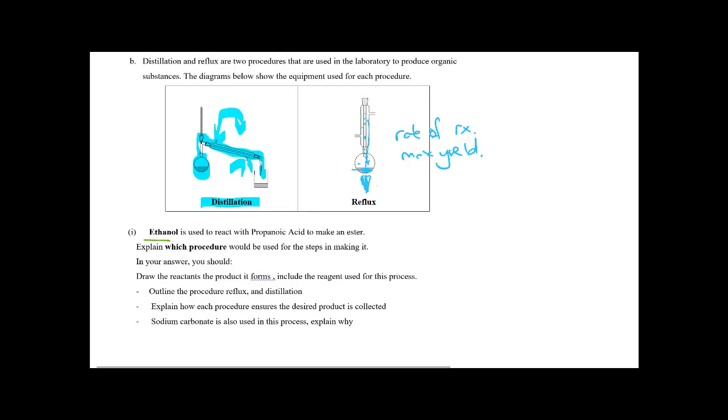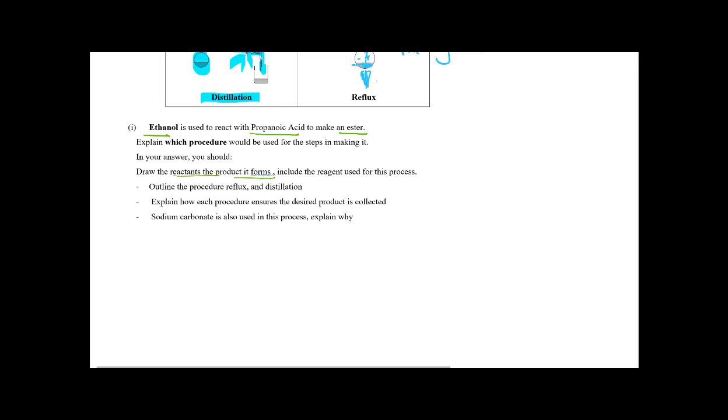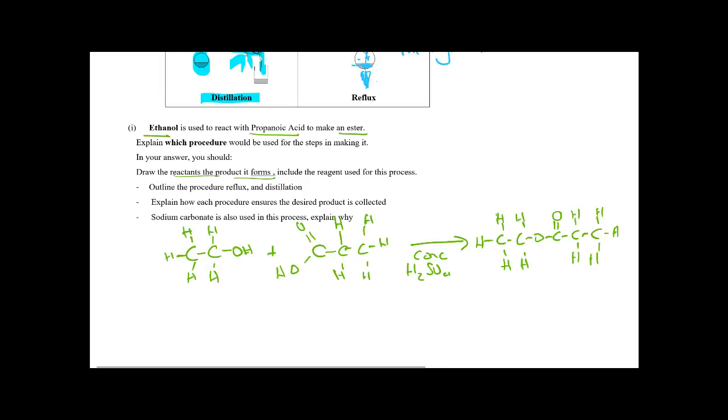We're using ethanol, and we're reacting it with propanoic acid to make an ester. So we've got to outline the procedure, the product that forms, and draw the reactants and products. So we'll start with that. So with this, we've got CH. I'll draw these out here, so that's not much of a C, but anyway. Okay, having drawn this out, that's ethanol, and this is propanoic acid.